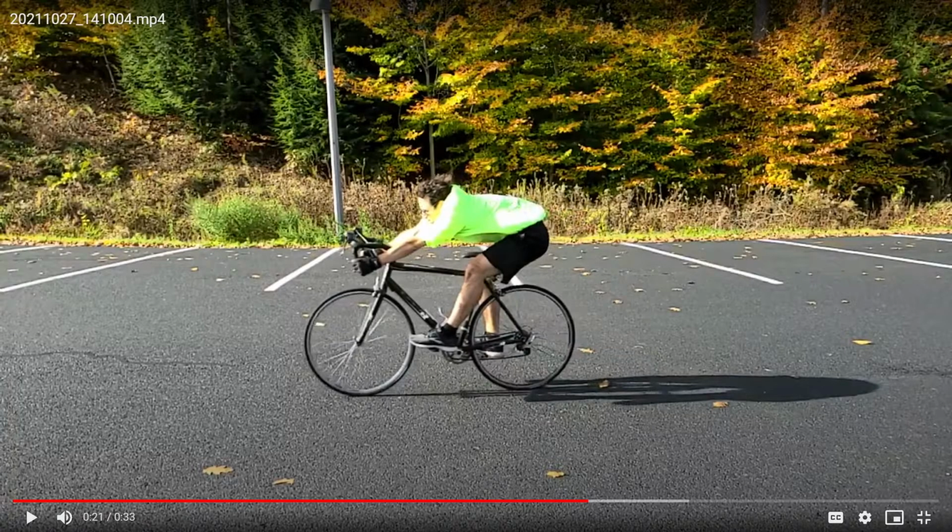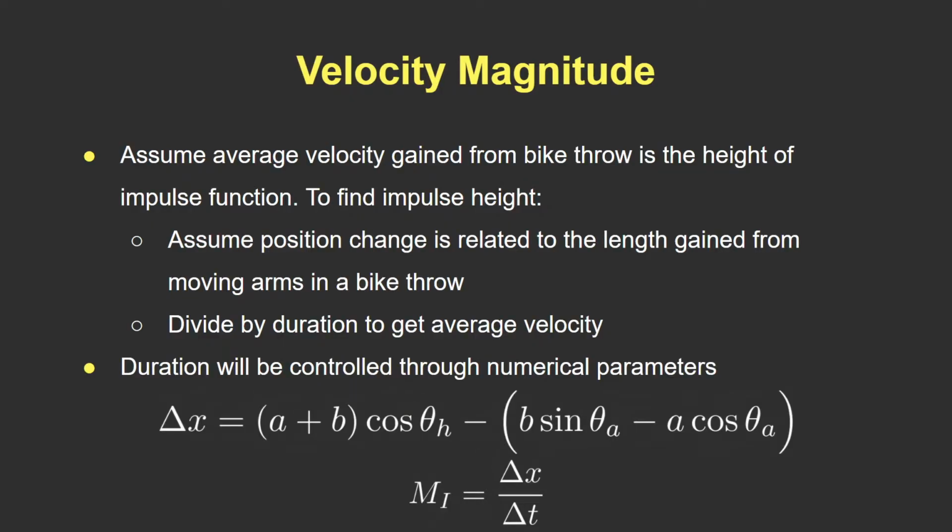So that is sort of the trade-off in terms of how precariously you execute the throw. Using the parameters we described from the bike throw video, this is the equation for maximum position gained during the throw. Dividing this by the duration, which will be an assumed numerical parameter, we get the magnitude of velocity impulse.